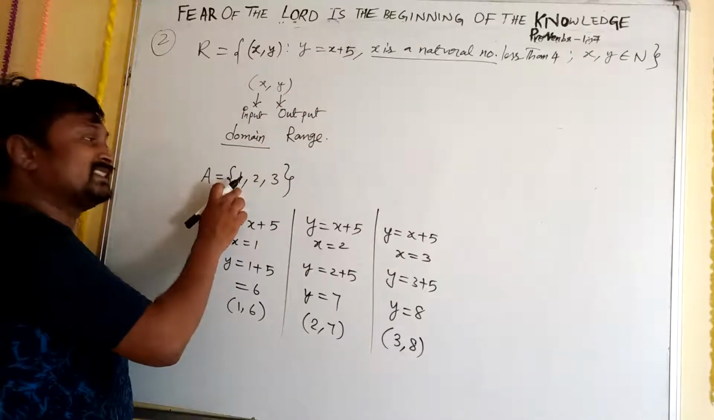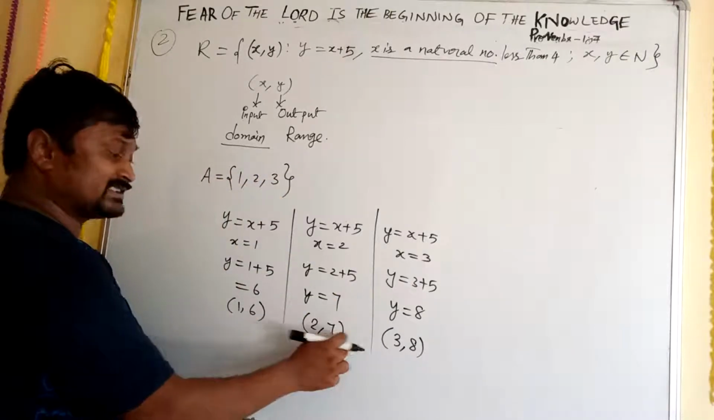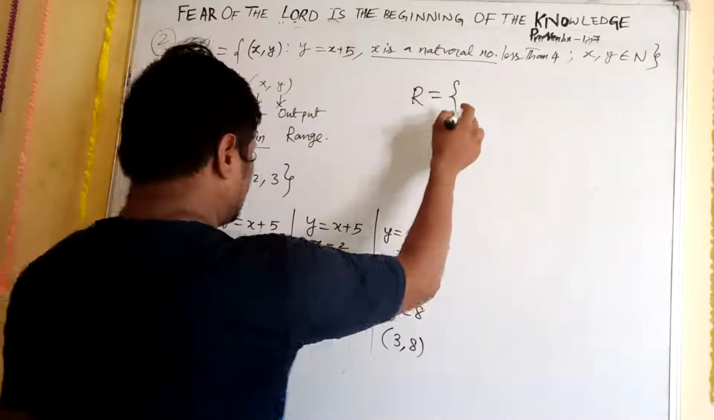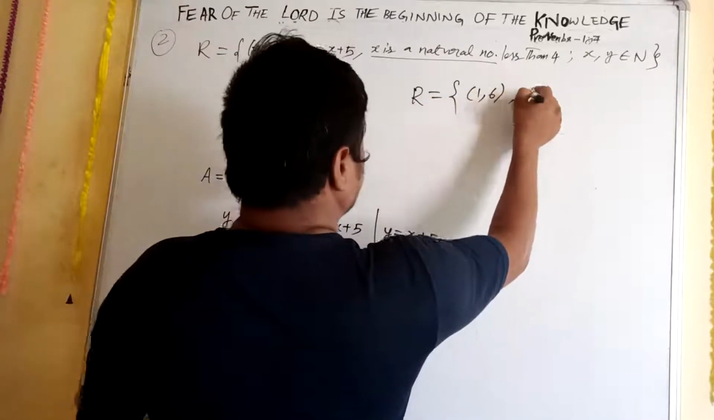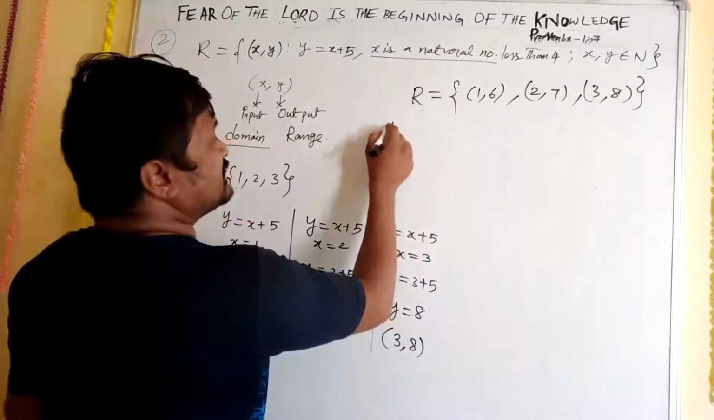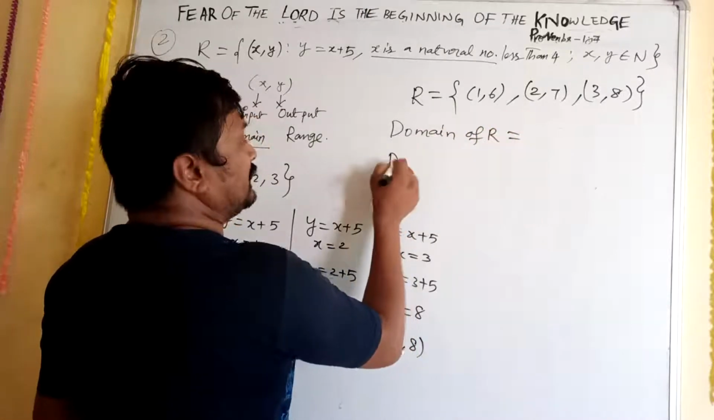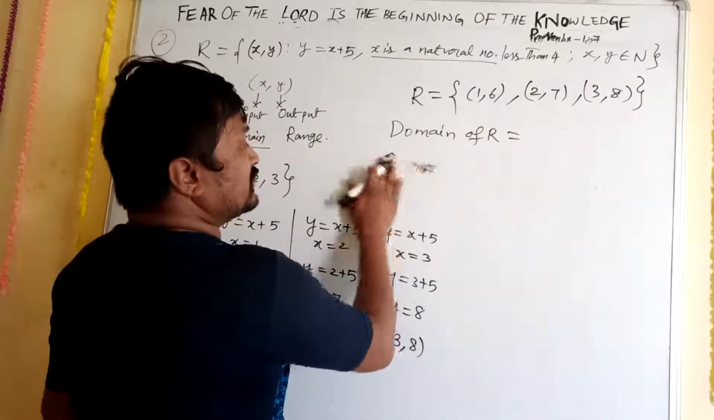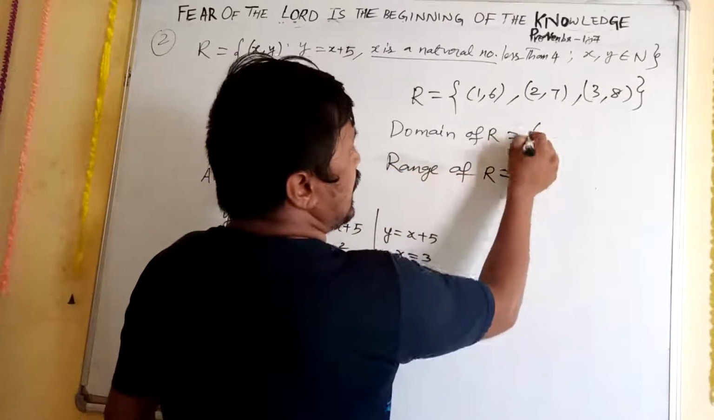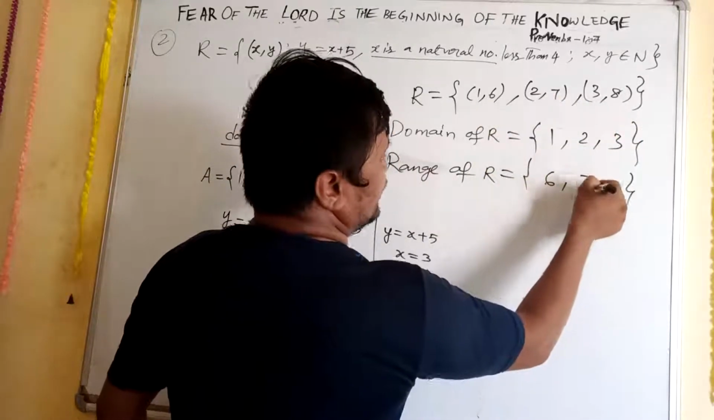So simply what we need to do for this is just add 5. So 1 plus 5 is 6, 2 plus 5 is 7, then 3 plus 5 is 8. So you can check: 6, 7, 8. So now the relation R is equal to 1 comma 6, 2 comma 7, next 3 comma 8. Now tell me, what is the domain? Domain of R, sorry, range of R. So domain of R is 1, 2, 3, range is 6, 7, 8.